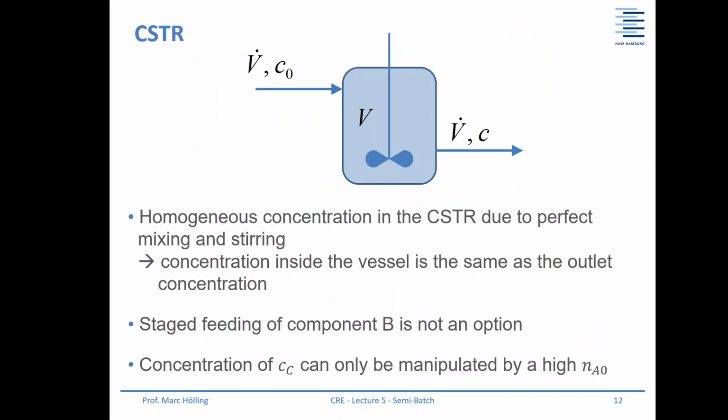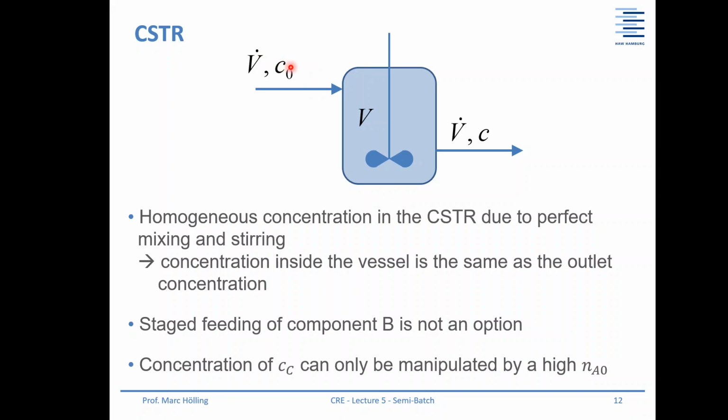Okay, let's start with the continuously stirred tank reactor. What is very typical for the CSTR is the homogeneous concentration inside the CSTR, because we have perfect mixing and very intensive stirring. So it doesn't matter where you are in the vessel, you always have the same concentration, and this is always the same as the outlet concentration.